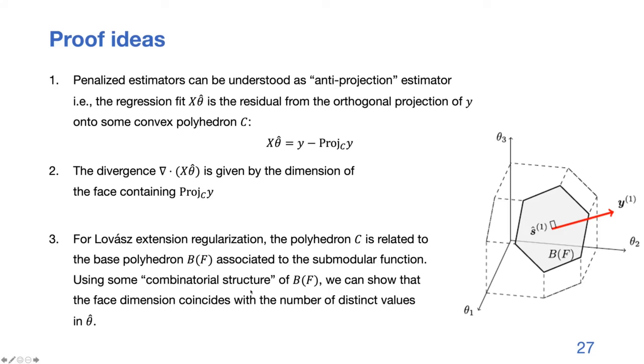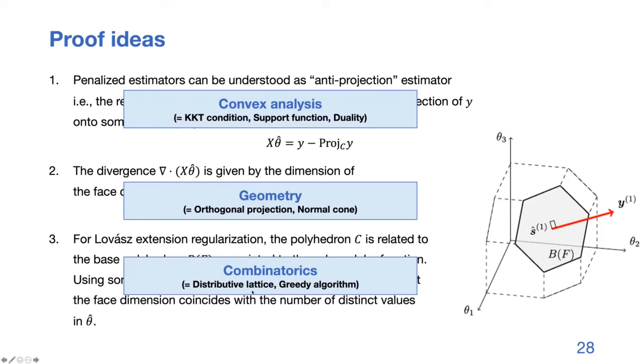Okay. So roughly speaking, the first part uses properties from convex analysis, that is the KKT condition, support function, or duality. The second part is due to some geometrical property of the projection map. And in the final part, we use some combinatorial aspect of the submodular regularization. We use some theory of distributive lattices or the so-called greedy algorithm to show the final expression of the theorem.